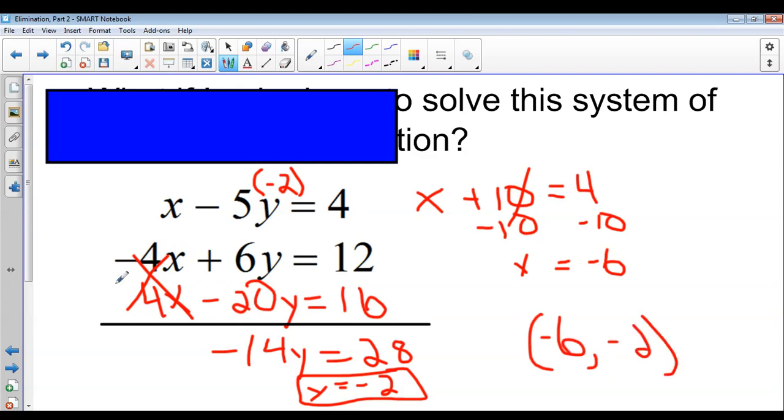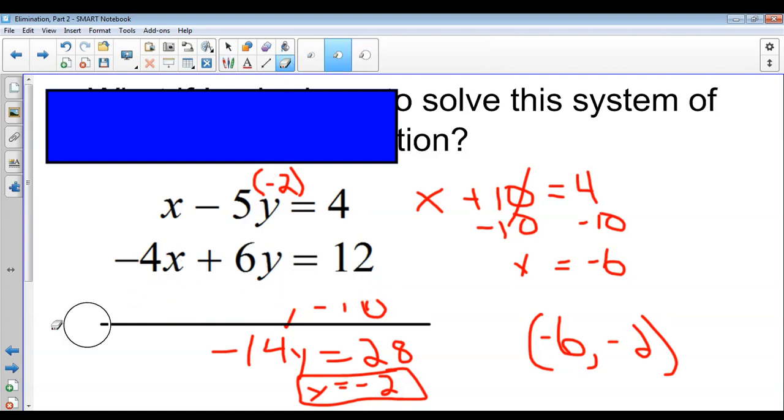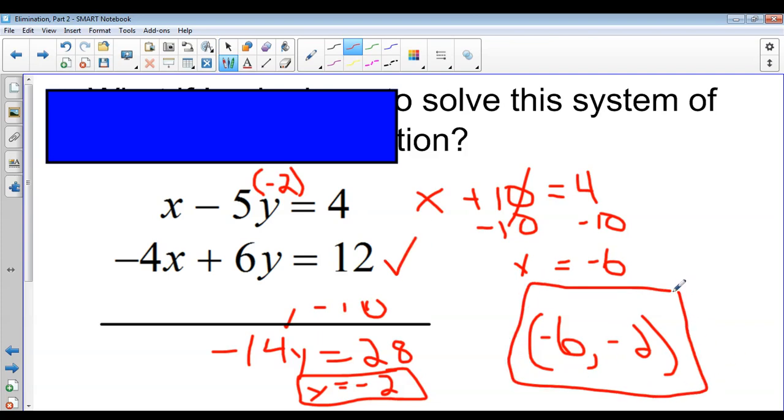And if you plug it in to one of the other equations, we should just use the middle one. Negative 4 times negative 6 is 24, and 6 times negative 2 is negative 12, and 24 take away 12 is 12. So yeah, that worked, and that is your solution. Okay? And again, if you need to pause or rewind it and do it again, please do that. Okay, we're going to move on to a couple more.